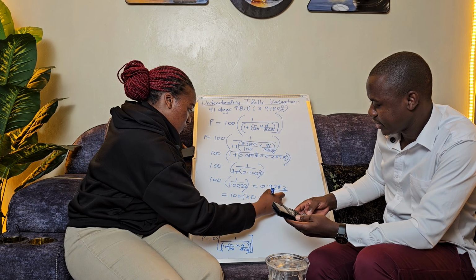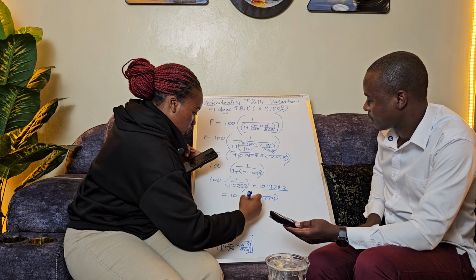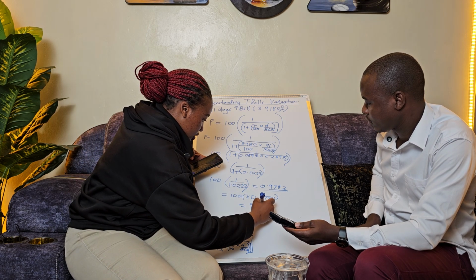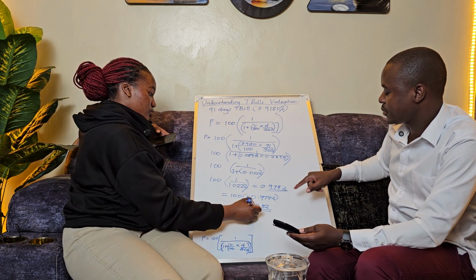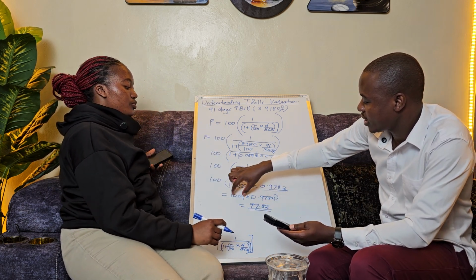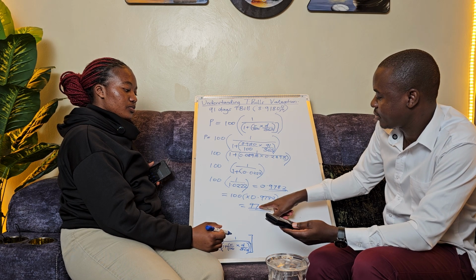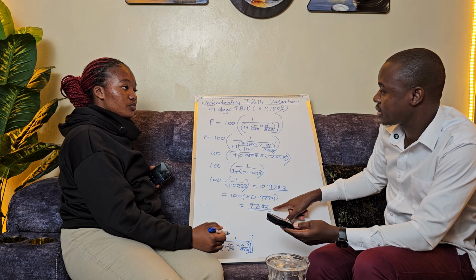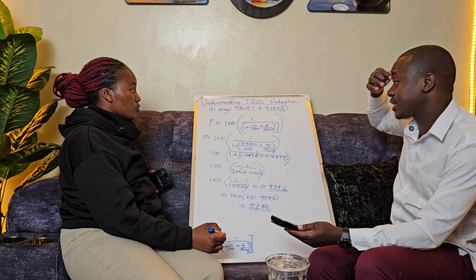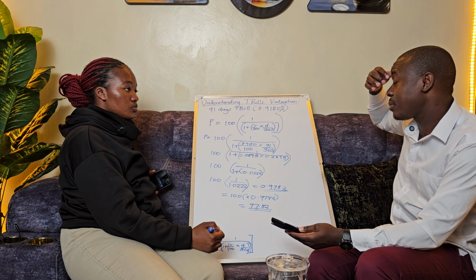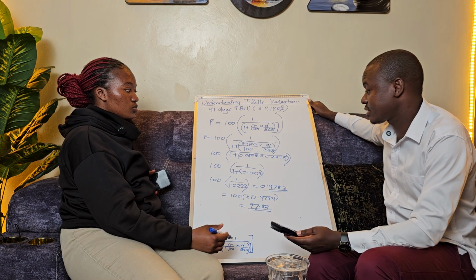What are you getting? Times 100, 97.82. So what does this mean? It means for every 100 shillings, you're only going to pay 97.82, 82 cents, right? So this is what we are going to use to calculate the amount payable to the government and interest income at the end of the 3 months.